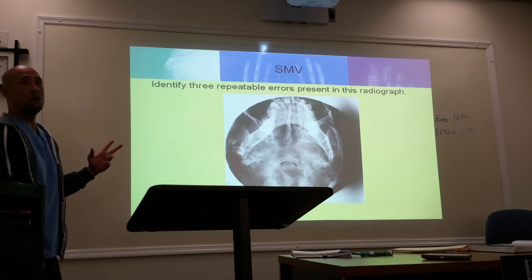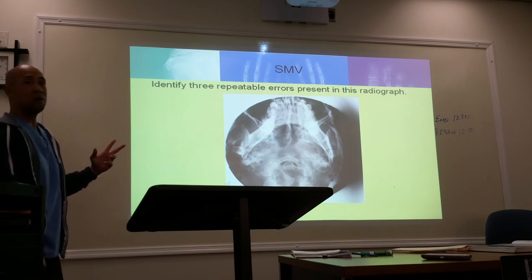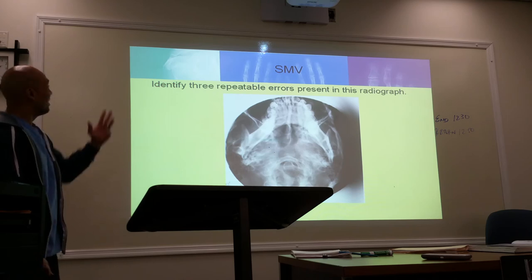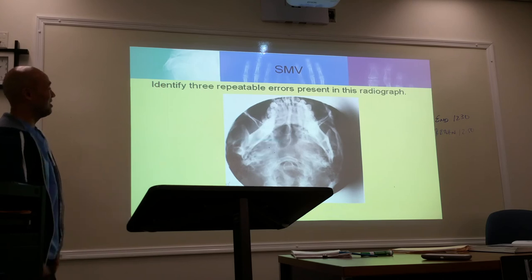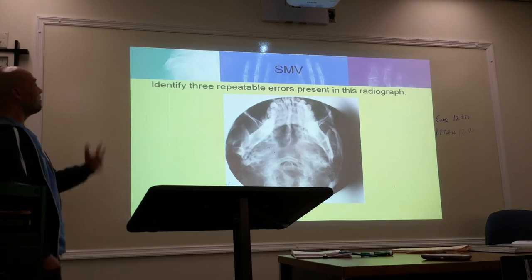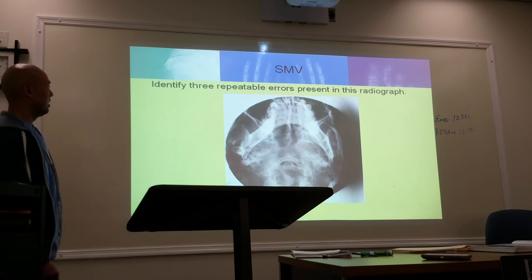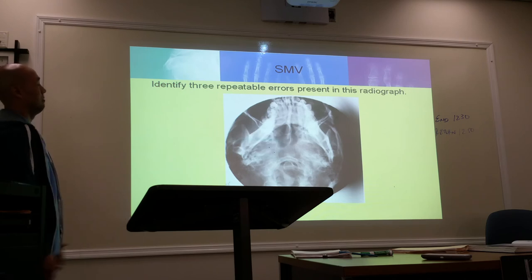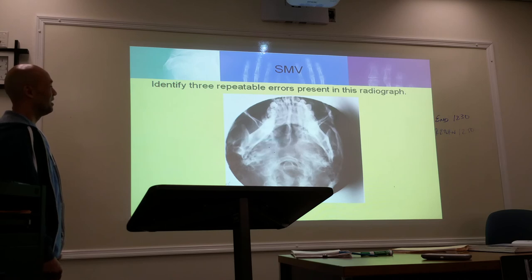Can anybody come up with a third? Come up with a third, I'll give you a point. There's three repeatable errors. I don't know what the third one is. Not enough extension, rotation. Collimation. Tilt. They cut something off. What did they cut off? You can't see the condyles. Any better answers? Is that an acceptable answer, though?